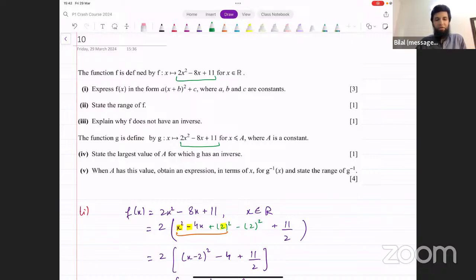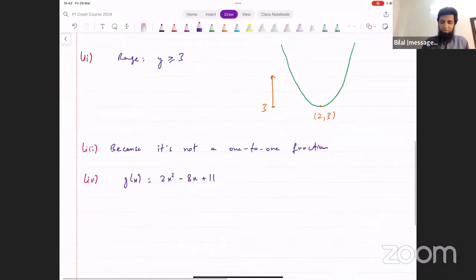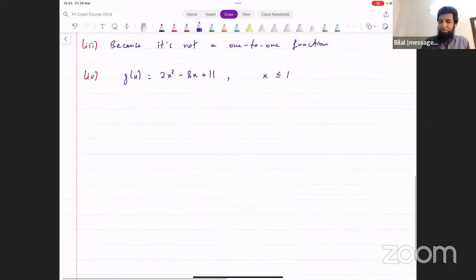Why is this a different function? Because the domains of these two functions are different. Domain of f of x was all real numbers. Domain of g of x is x less than or equal to a, where we do not know what the value of a is. Let me write that down here. So they're saying g of x now is 2x squared minus 8x plus 11, and x is less than or equal to a. That's the function g of x.